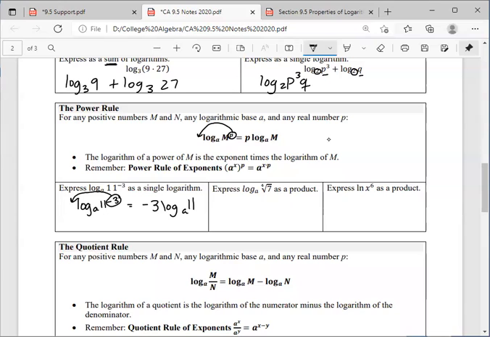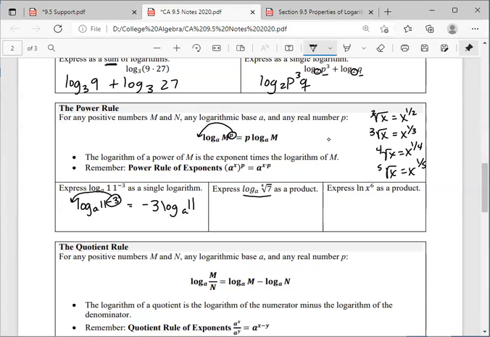I need to remind you that if you have the square root of x, that means the same thing as x to the 1/2. If I said the cube root of x, that's the same thing as x to the 1/3. If I say the 4th root of x, I could rewrite that as x to the 1/4. They mean the same thing. They're the same property. So the 5th root of x would be x to the 1/5. Those things go together.